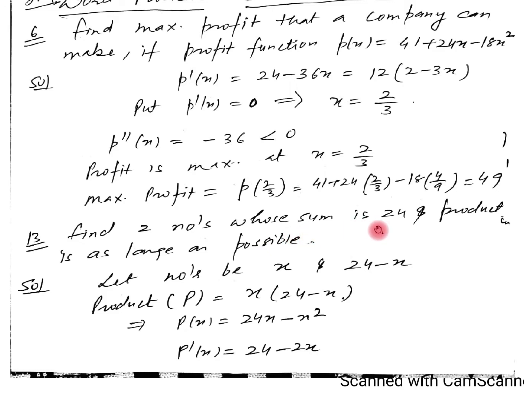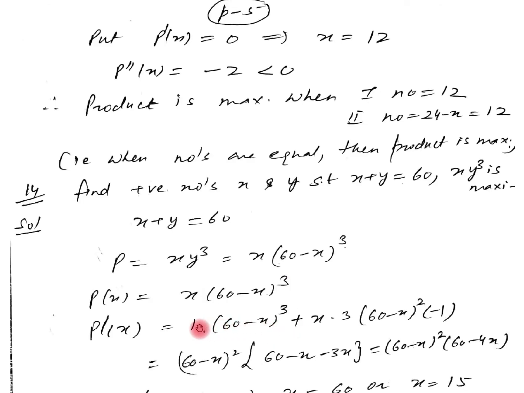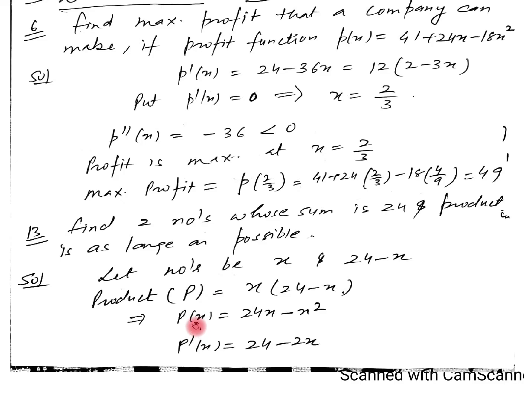Now we have to find two numbers whose sum is 24. We can suppose the numbers are x and another number 24 minus x, and we have to prove that the product is as large as possible. Therefore the product of the numbers is x into 24 minus x. Now we have to tell whether its second derivative is positive or negative. This is our function. From the given statement we have formed the function: p of x equal to 24x minus x square. Now the next steps will be the same.